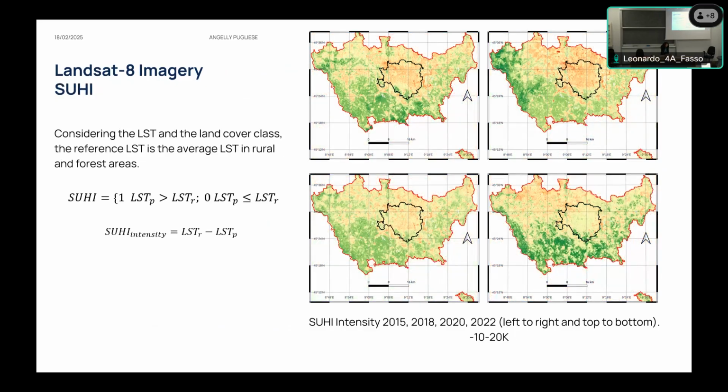So in the same way, having the land surface temperature and the different land cover classes, the surface urban heat island can be defined with a reference temperature, that is the temperature on vegetated and forest classes. Then the surface urban heat island maps are going to be binary, having 1 if they are surpassing this reference threshold, or 0 if not. On the other hand, the intensity, that is what you're seeing here in the maps, is going to represent the difference between the reference temperature and the temperature in each of the pixels.